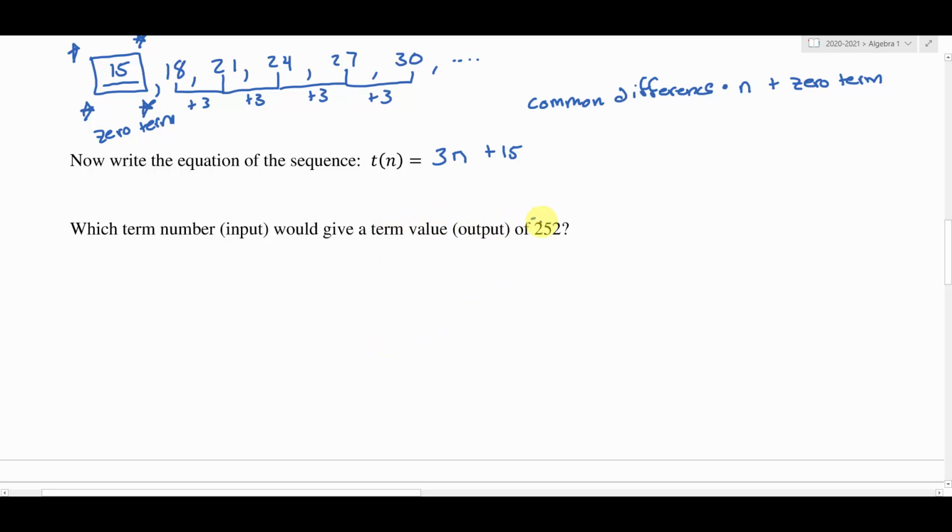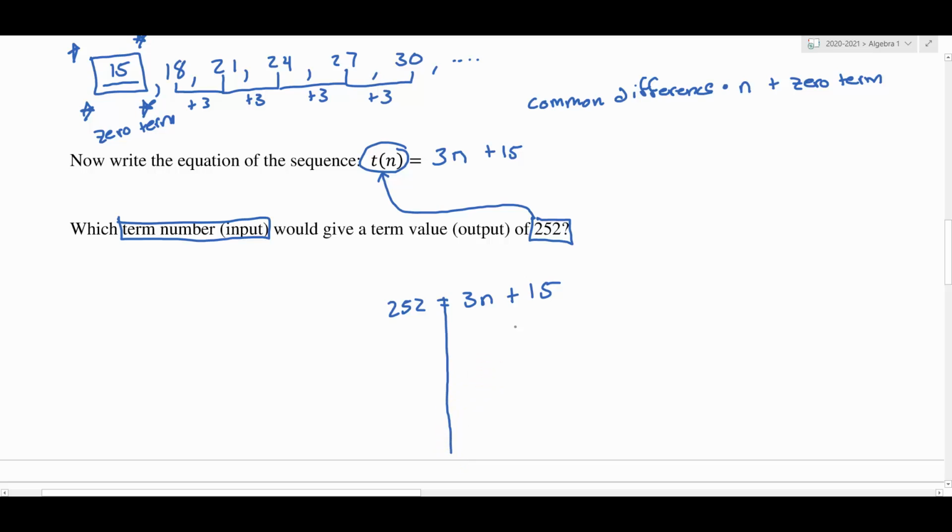So they are giving me a term value of 252. That is an output. So I can take this 252 and I can replace t of n, the entire thing, with that 252. So I'm going to say 252 equals 3n plus 15. And then to figure out the term number, this is what they want, right? They want the term number, or the input, which is the n value in our equation. So I'm going to draw a line, and I'm going to use my equation solving skills to get n by itself. So I'm going to subtract 15 from both sides.